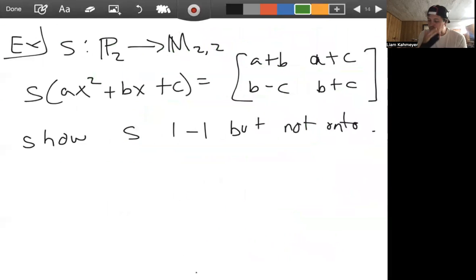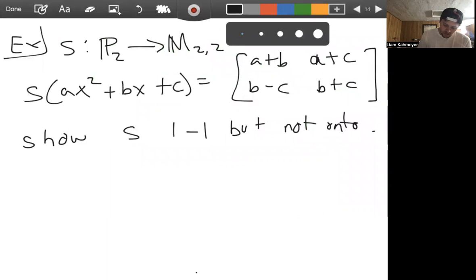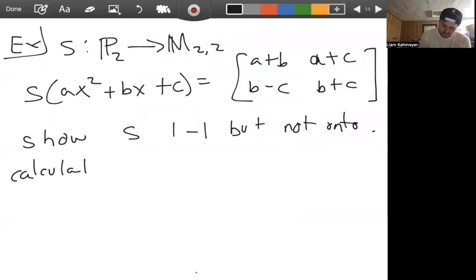So let's prove this example that we've already looked at, but now let's do it in the context of this corollary here. We want to show that it's 1-to-1. So we need to calculate the kernel of S. And if we show that it's just the 0 element, then we've shown that this is an injective transformation.